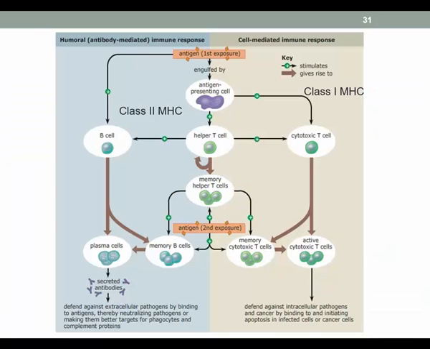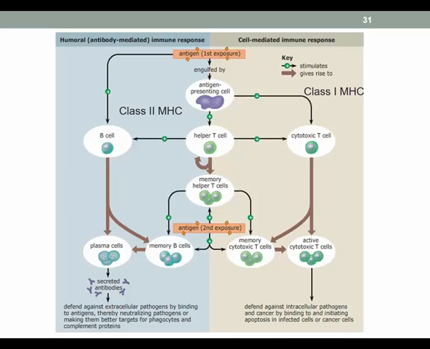You have a diagram that looks like this, and hopefully you'll have that with you when you take your test. And the left side shows this B cell mediated immunity, and on the right shows T cell mediated immunity, which kind of summarizes what we've been talking about.